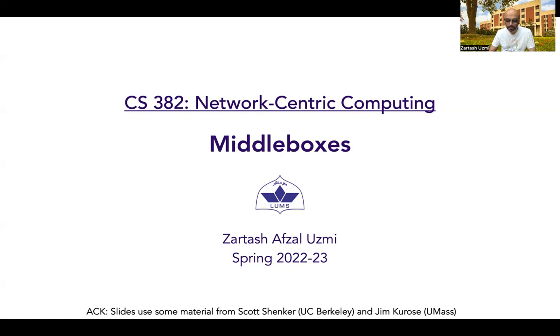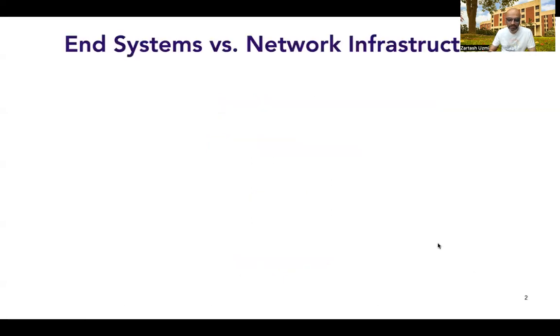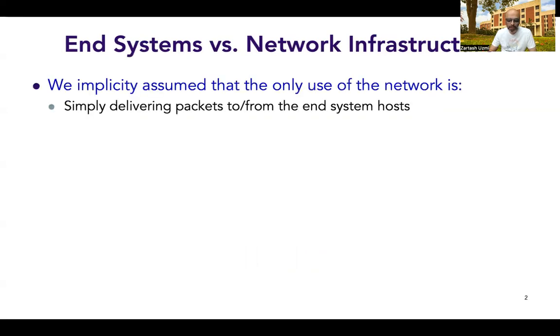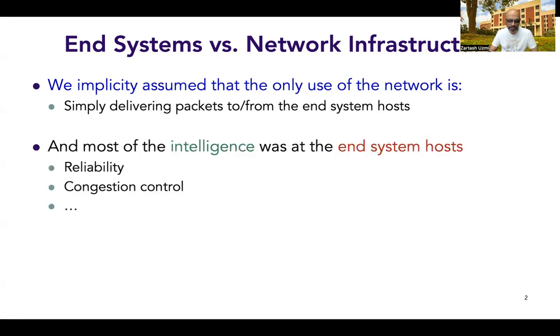Okay, so what are middle boxes? First of all, the agenda is to talk about middle boxes by appreciating the difference between the end systems and network infrastructure. So throughout the course, we have been talking about the network infrastructure as sort of a dumb pipe which is used for transporting packets from one end host to another end host. So the implicit assumption is that the network infrastructure is used for simply delivering the packets to and from the end systems. And most of the intelligence we thought lies at the end system hosts, such as reliability.